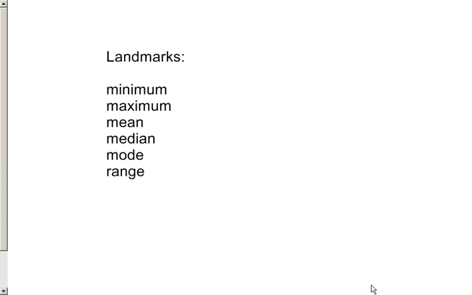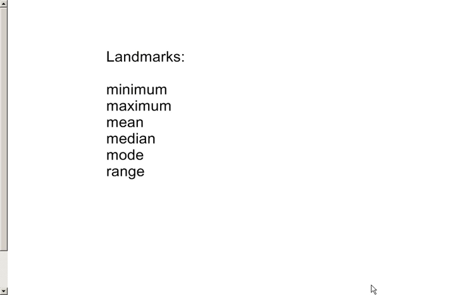Last thing I'm going to talk about today are landmarks. And you've heard about landmarks before, and you've dealt with them in math in previous years. This is just a reminder of what those terms mean. Minimum, the least. Maximum, the greatest. The mean is our average. The median is the middle number in our data set. The mode is the number that appears most often. And we can have more than one mode, or we might have no mode. And the range is the difference between our minimum and maximum.